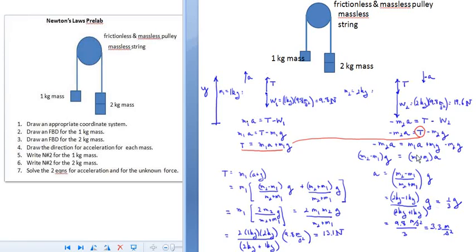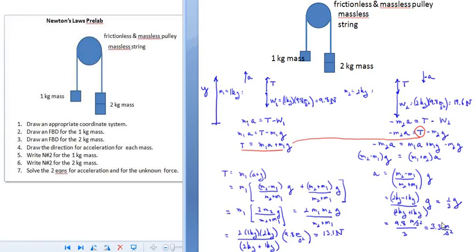Then some simple algebra. I get all the terms that have a in them on the right, and I factor a out, and I get all the terms that have g in them on the left, and I factor the g out, and I solve for a by dividing through by m1 plus m2. So a is equal to m2 minus m1 over m2 plus m1 times g. I'm going to put the numbers back in now. m2 is 2 kilograms, m1 is 1 kilogram, so it's 2 kilograms minus 1 kilogram over 2 kilograms plus 1 kilogram times g. In other words, that's 1/3 g, which is about 3.3 meters per second squared.